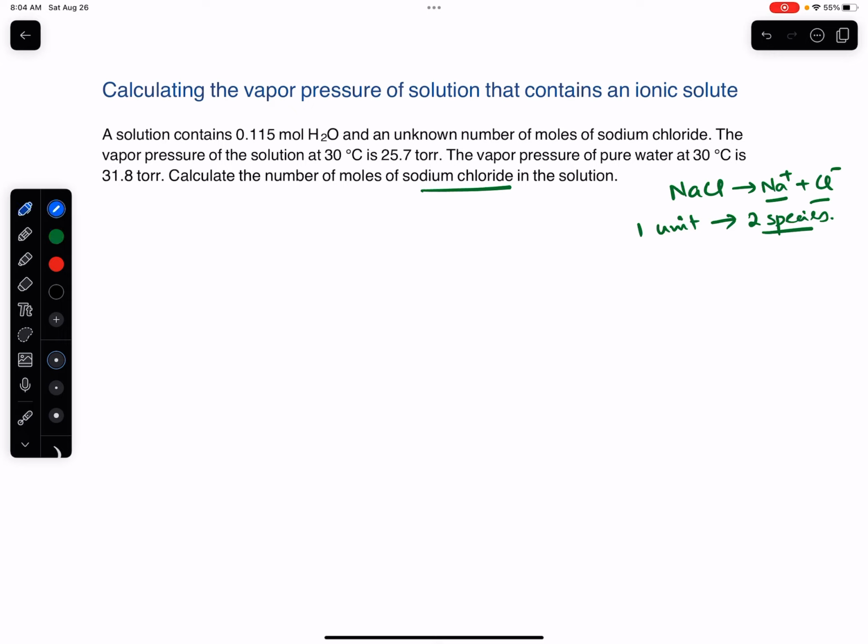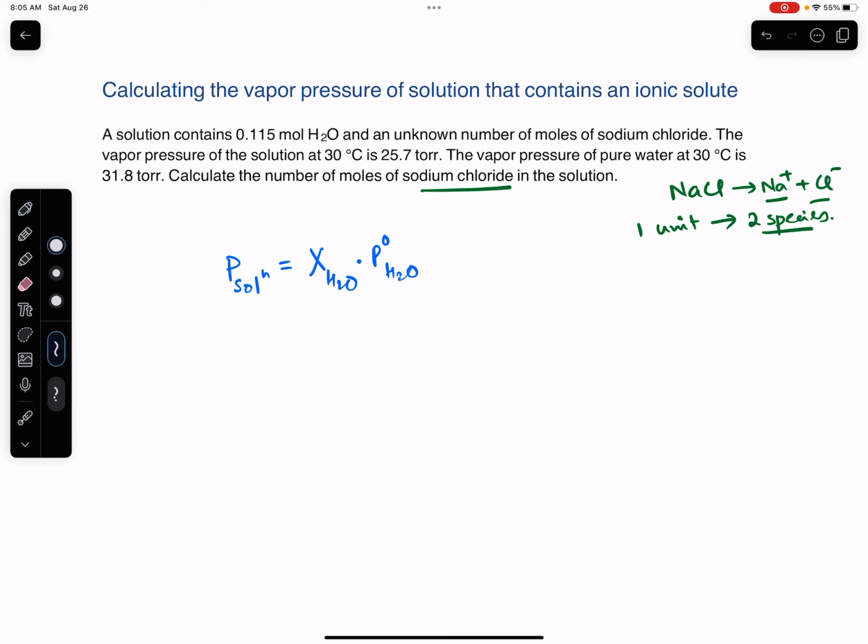Okay, so the solution contains 0.115 moles water and an unknown number of moles of sodium chloride. The vapor pressure of the solution is given as 25.7 torr. The vapor pressure of pure water is given as 31.8 torr. So the first thing we're going to do is use Raoult's law: the vapor pressure of the solution is equal to the mole fraction of water times the vapor pressure of pure water.